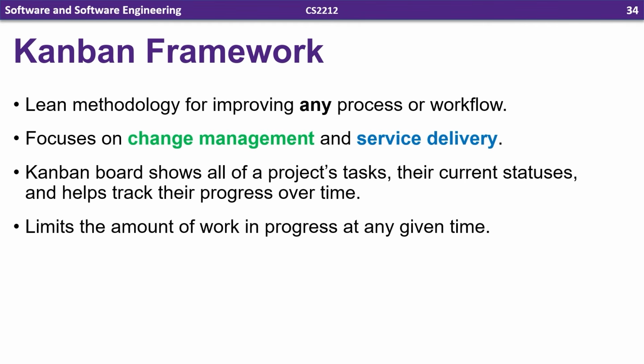The next Agile methodology we're going to take a look at is the Kanban framework. This is a lean methodology for improving any process or workflow. It doesn't necessarily have to deal with software. In fact, it was originally developed in Japan for just-in-time manufacturing. It has a focus on change management and service delivery. A Kanban board shows all of the project's tasks, their current statuses, and helps track their progression over time. It tries to limit the amount of work in progress at any given time. So in terms of software, developers are only focusing on certain tasks rather than a large set of them.